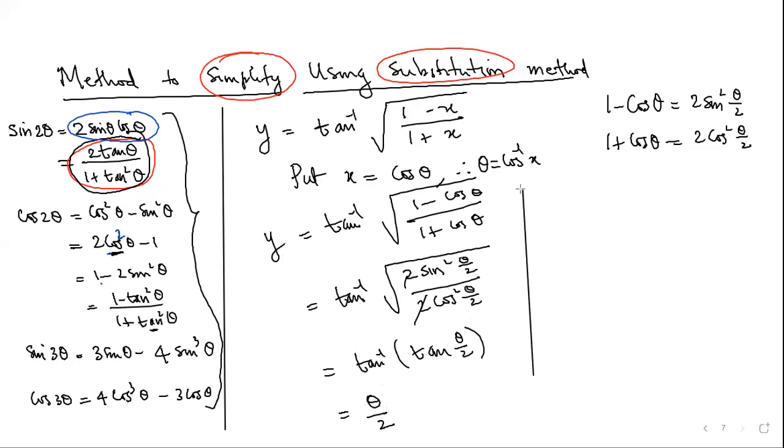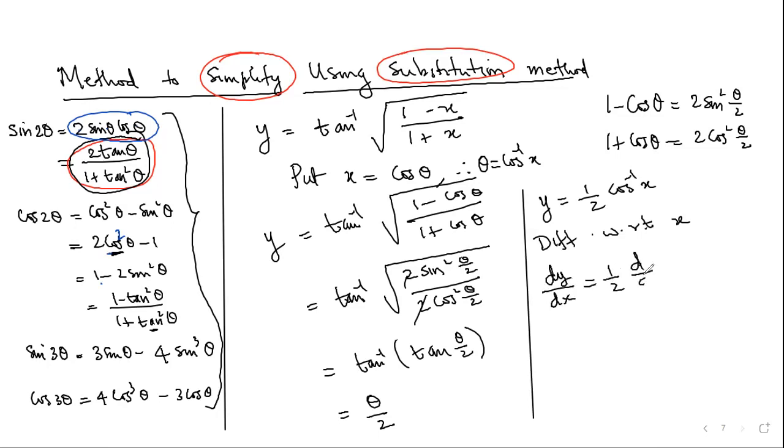So y is equal to 1 by 2 into theta, where theta is cos inverse x. Now differentiating with respect to x, dy by dx is 1 by 2 into derivative of cos inverse x, which is 1 by 2 into minus 1 upon root 1 minus x square. Let me see how many of you have given the answer correct. 6 students have given. Very good, a lot of students have given.